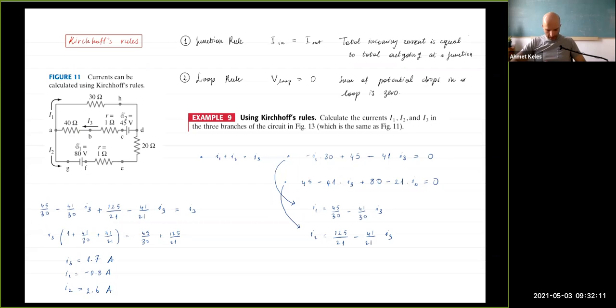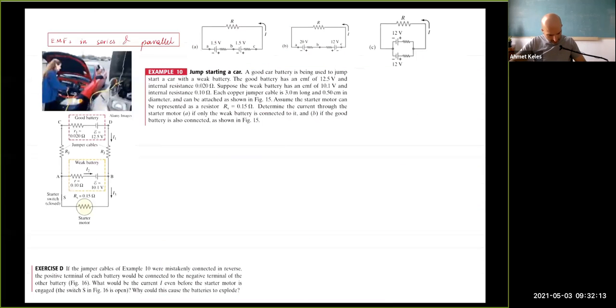Maybe we can solve one more and then we can take a break. Okay, let me just talk about this page and let's take a break after that. So I showed you EMFs are the elements of a circuit that provide the current. They are the source. And we can actually connect EMFs in parallel or series too, so we have to be careful with that.